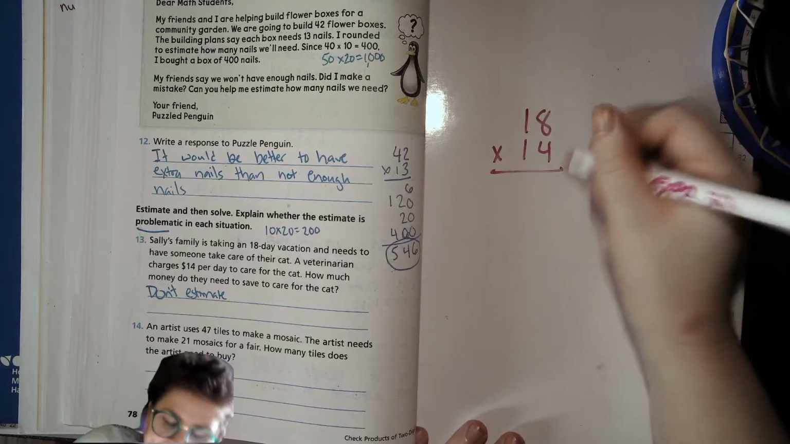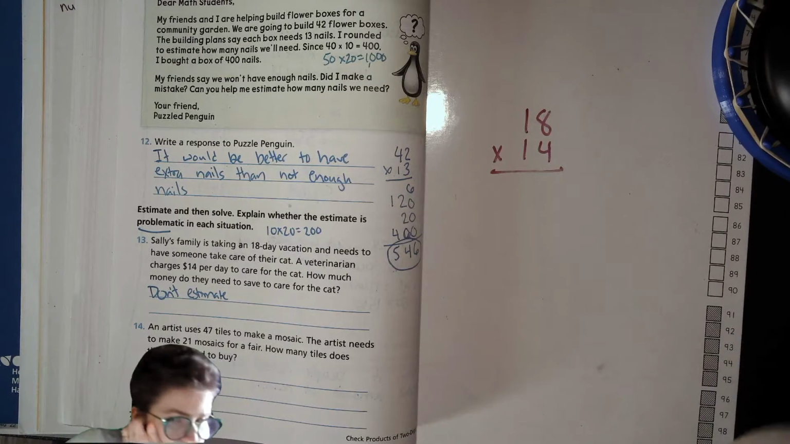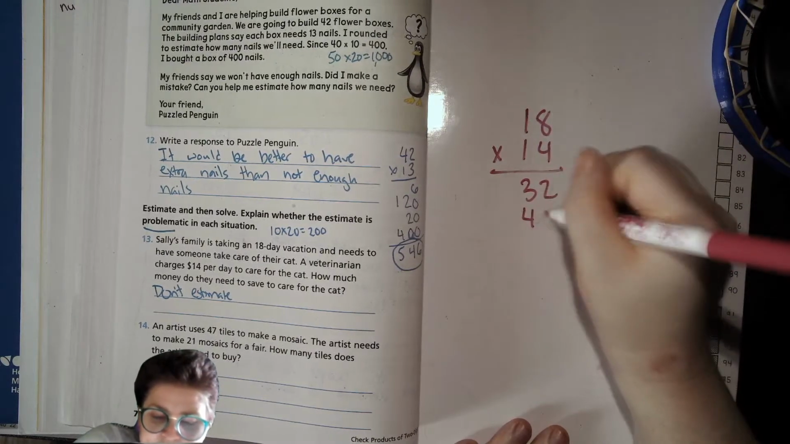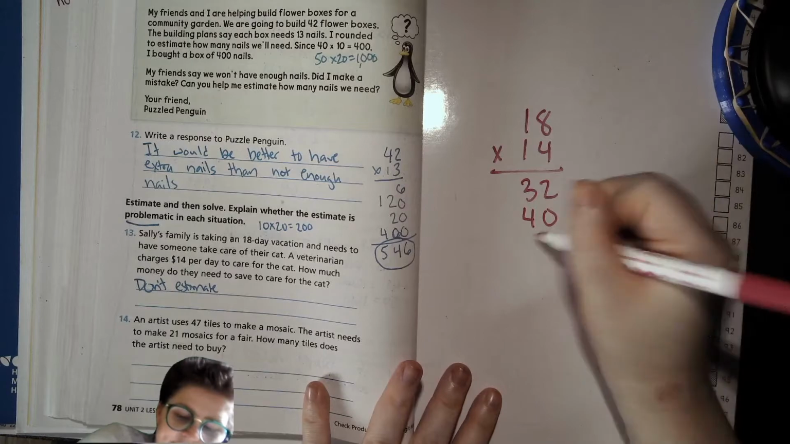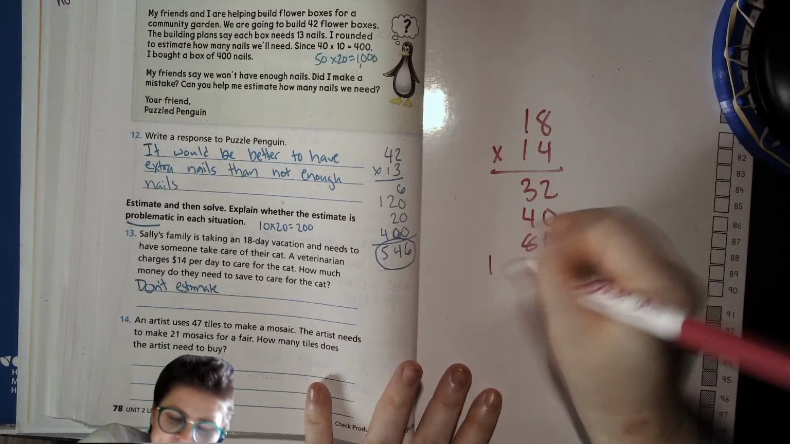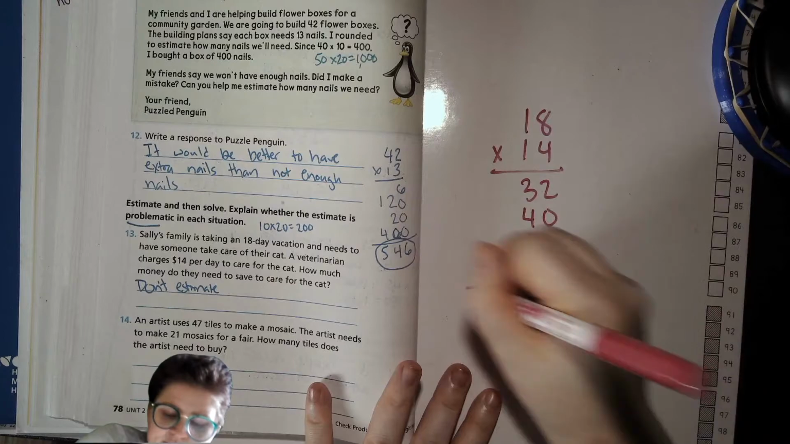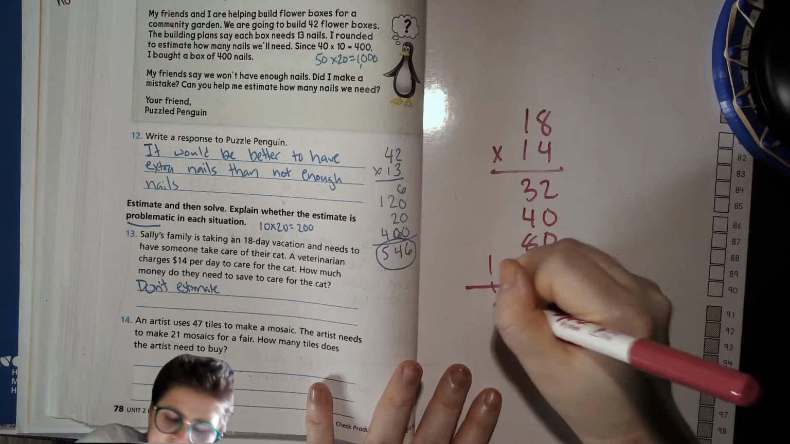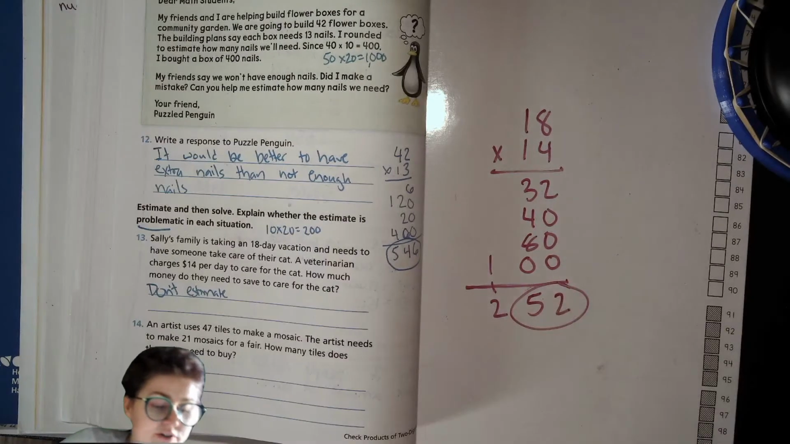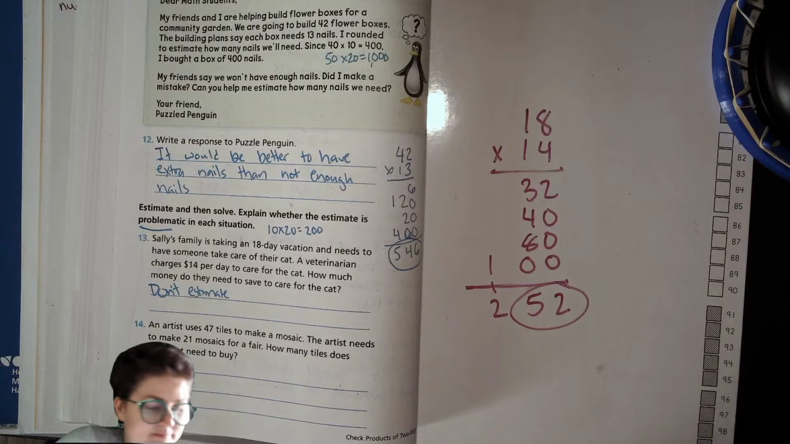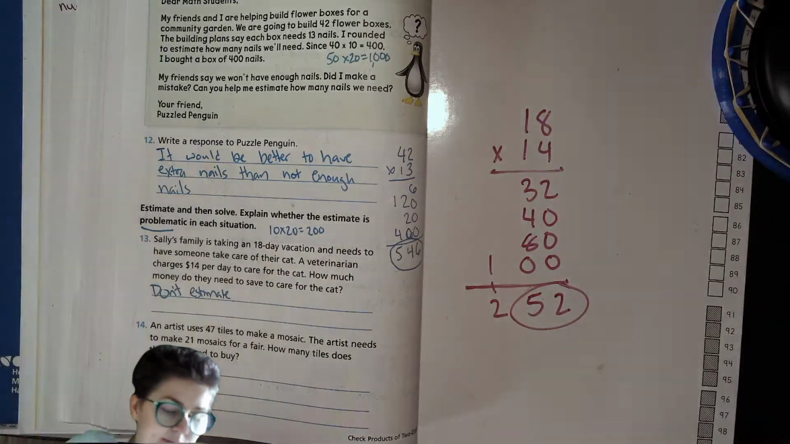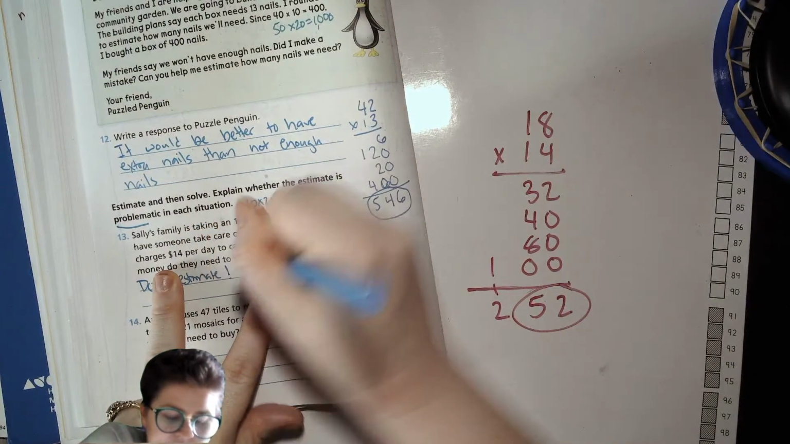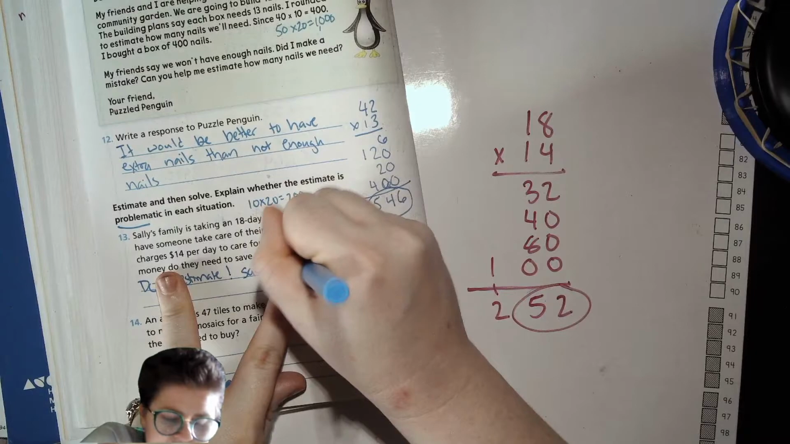4 times 8 is 32. 4 times 10 is 40. 10 times 8 is 80. 10 times 10 is 100. So they need that $52 more than what they would have estimated. So that would not be a good case to estimate. Save 252 or more.